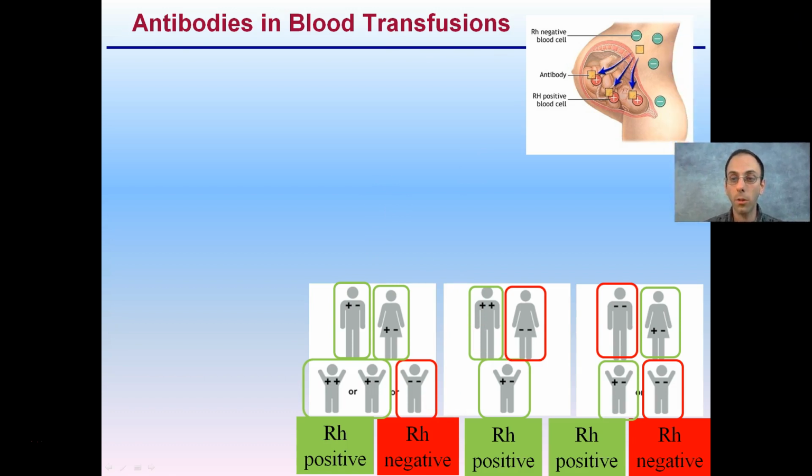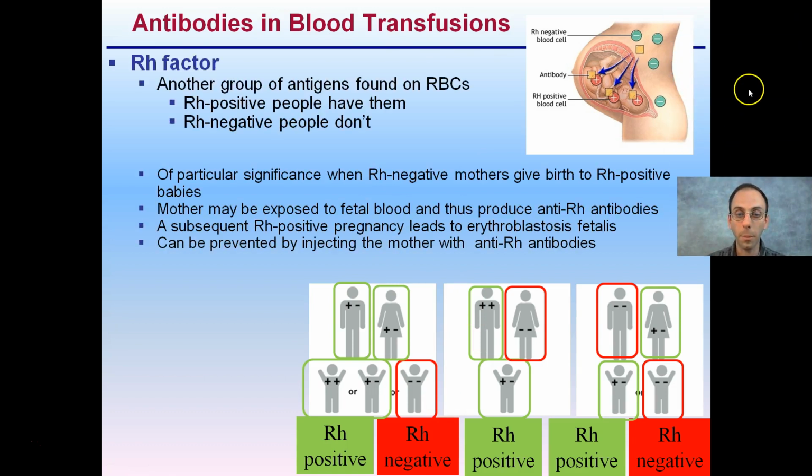Antibodies and blood transfusions. So looking specifically at some examples of how these positives and negatives can impact someone. The Rh factor is another group of antigens found on red blood cells, erythrocytes. Rh positive people have them, meaning they're positively there. Rh negative people don't have the Rh factor. It's of particular significance when an Rh negative mother gives birth to an Rh positive baby. The mother may be exposed to fetal blood and thus produce anti-Rh antibodies.